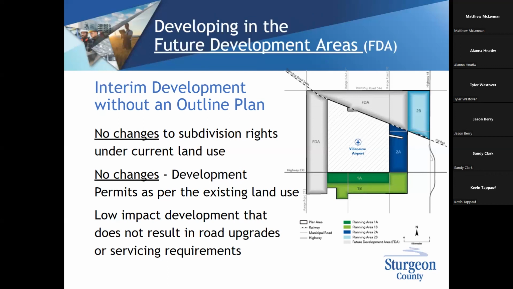Okay, again, if you're developing in the future development areas, so those gray areas shown on the phasing map, again, there's no changes unless you want there to be change. The landowner would initiate any types of application, and again, no changes to subdivision rights under the current land use, and development permits can still be applied for. So unless you're looking to do other types of development, like I'll get into, low impact development that does not result in road upgrades or servicing requirements, those types of applications can still come in as well.